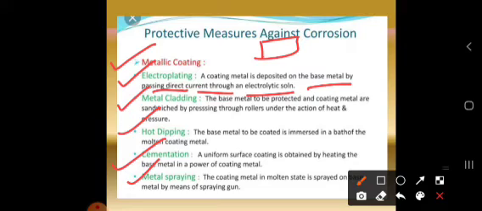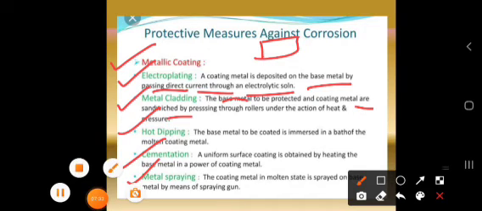So this is the electrolytic process, where a coating metal is deposited on the base metal by passing direct current through the electrolytic solution. And what about metal cladding? Metal cladding is where the base metal has to be protected, and coating metals are sandwiched.